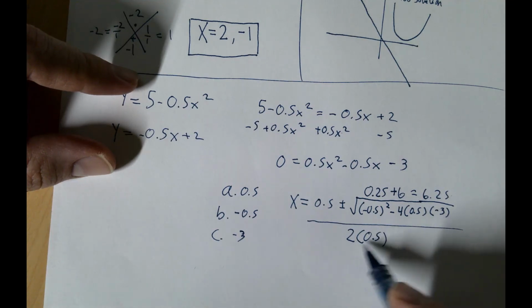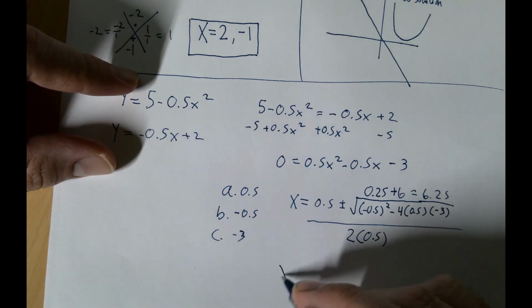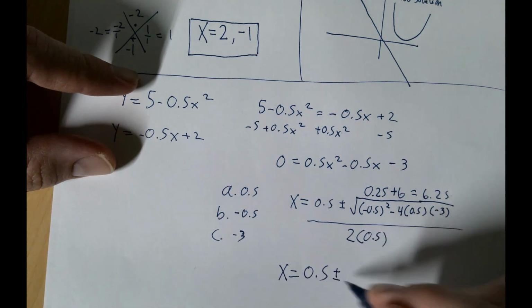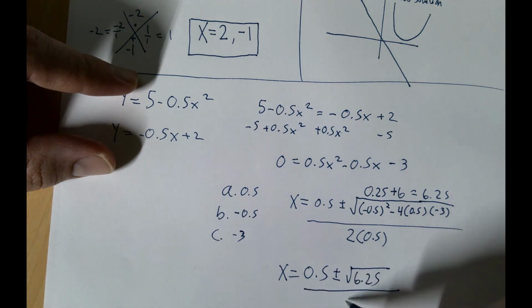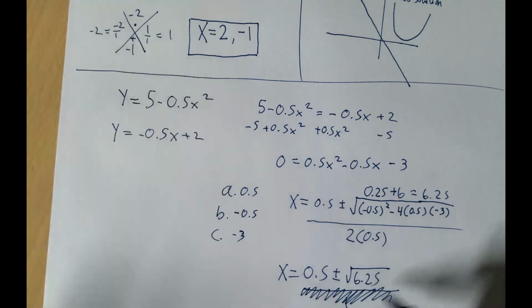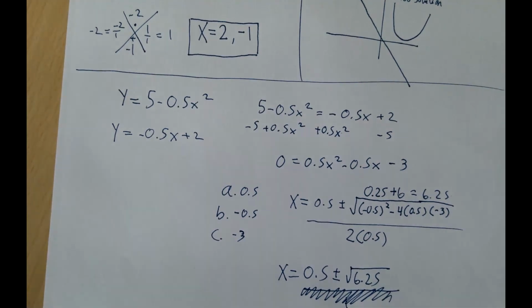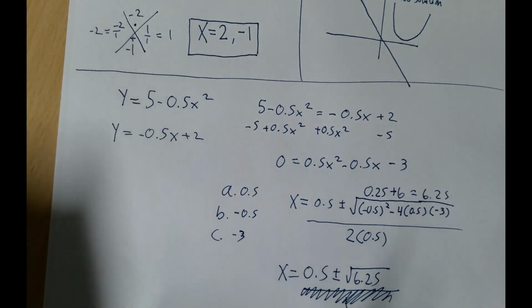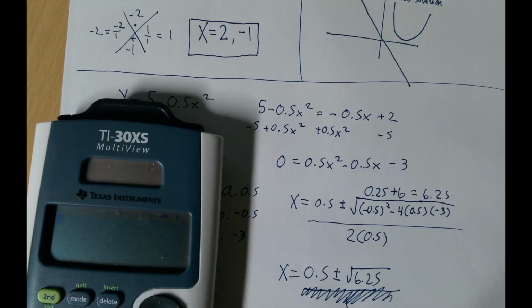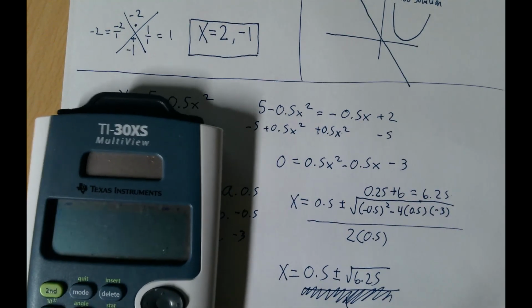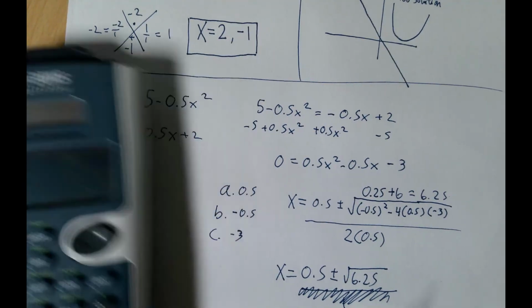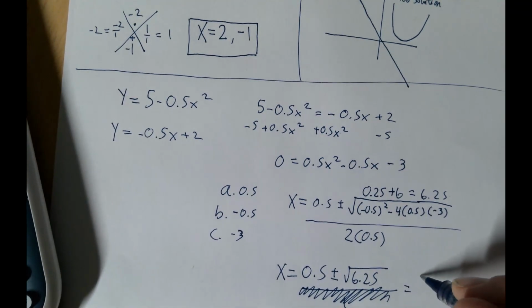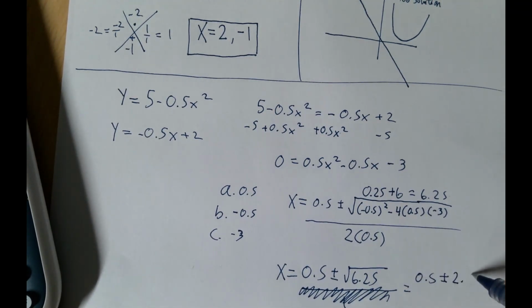And then 2 times a half is 1. So we're getting x equals 0.5 plus or minus the square root of 6.25 all over 1. So I really don't even need that all over 1 anymore. It's just this. So now we just got to see, can we simplify this down? And believe it or not, 6.25 is actually a perfect square. It's a nice number. The square root of 6.25 should be 2.5, which it is. So this becomes 0.5 plus or minus 2.5.